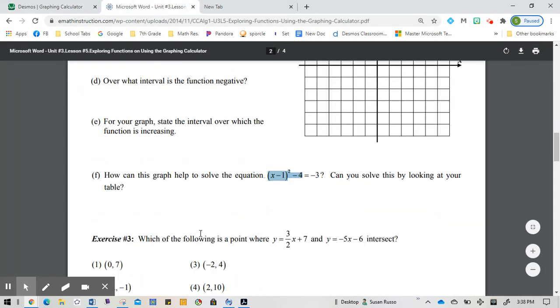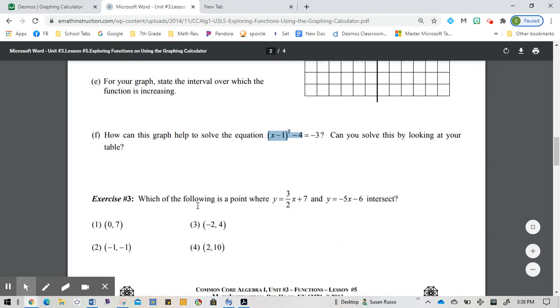And that's it for this question. I'm going to let you finish up exercise 3. It says, which of the following is a point where these two things intersect? So go back to Desmos, type those in, and see if you can find where they intersect.